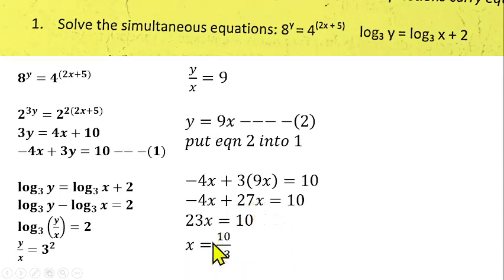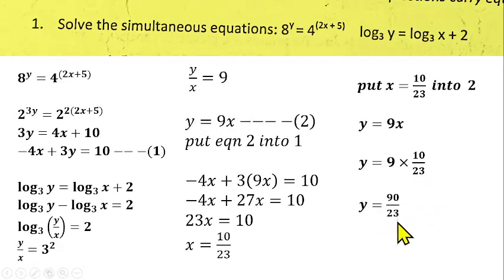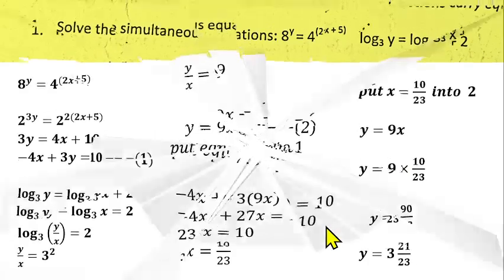Now that we know our x, we can find our y from equation 2. So put x equals this into equation 2. Technically, y equals 9x from equation 2, so y will be equal to 9 times 10 over 23. That gives us 90 over 23, which is tantamount to 3 whole number 21 over 23 for the value of y. So that's the solution for question number 1.